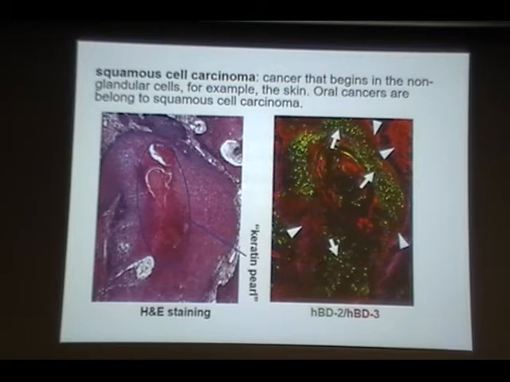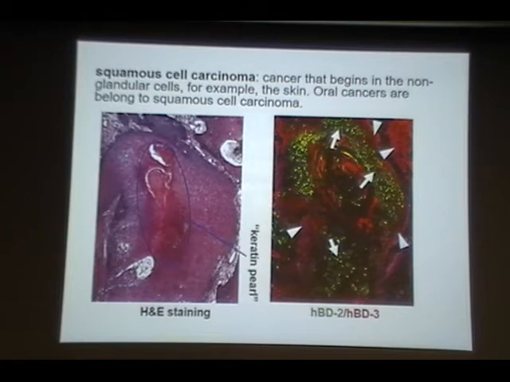In my lab, we are working on different things. We stained a standard tissue with two proteins. One is called HBD2, the other is called HBD3. So you can see that HBD3 is associated with cancer cells.